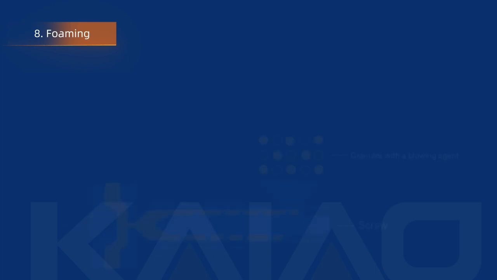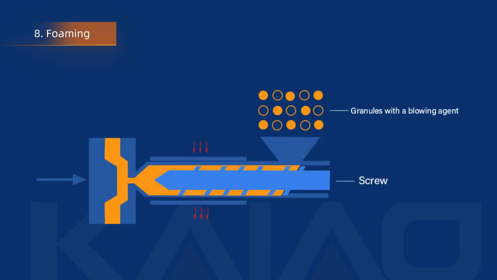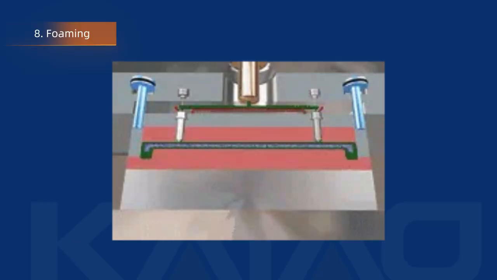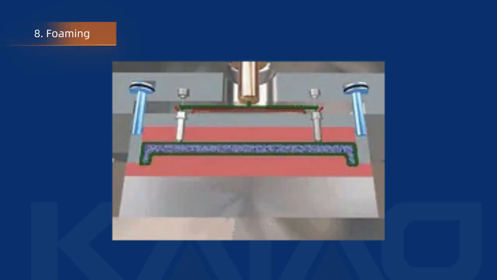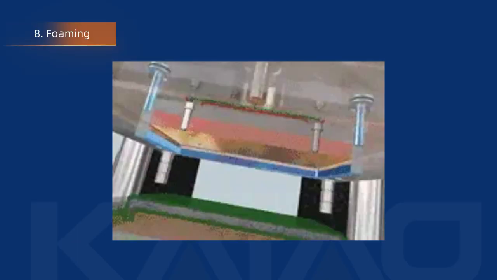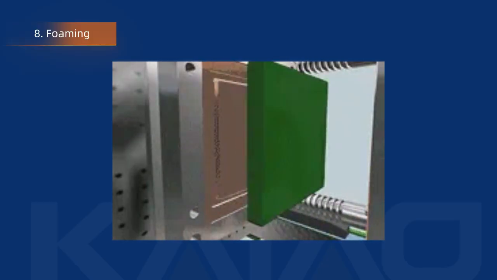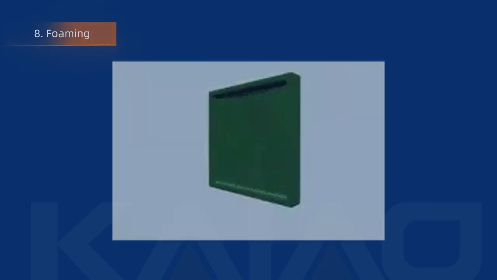Number 8. Foaming. A blowing agent is added to the plastic, creating millions of tiny microcellular bubbles as it cures. It provides great lightweighting, thermal insulation, and shock absorption, though with reduced surface smoothness. Used for packaging foams, insulation layers, and shoe soles.